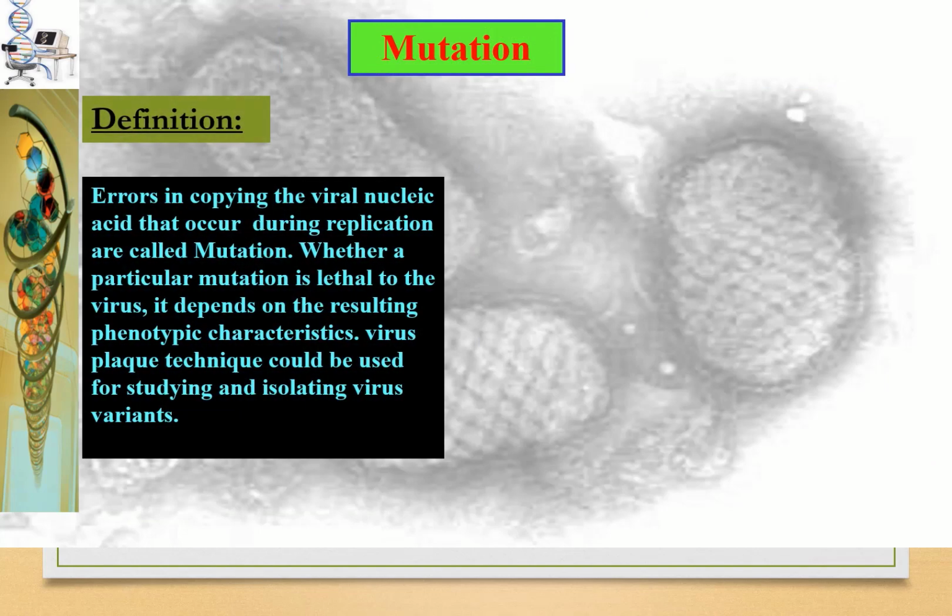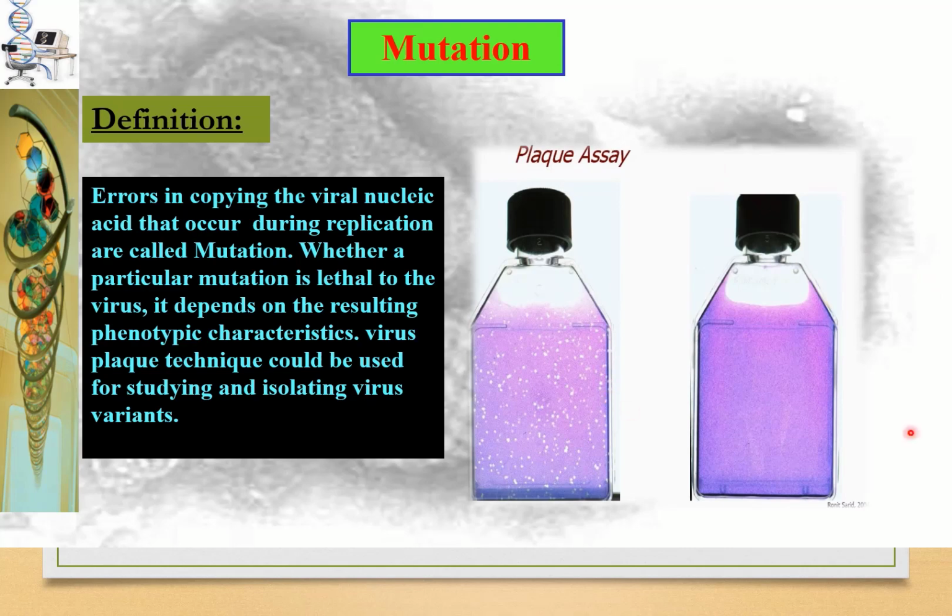Mutation. Definition: errors in the coding of the viral nucleic acid that occur during replication are called mutations. Whether a particular mutation is lethal to the virus depends on the result. Phenotypic characteristics: the plaque technique could be used for studying and isolation of virus variants. This is the plaque assay.